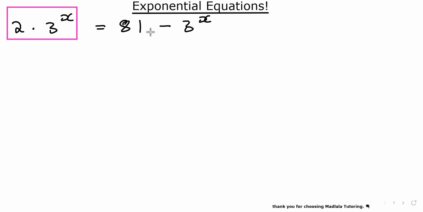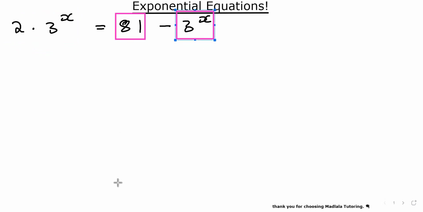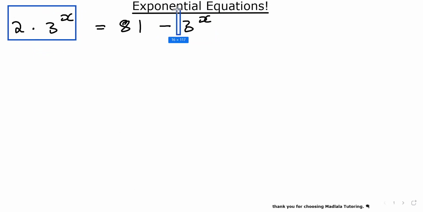But if we look at the right-hand side, we actually have two terms because we know that terms are separated by either a plus or a minus sign. But now, furthermore, we realize that 2 times 3 to the x, as well as the 3 to the x there, they're actually like terms. The coefficient of 3 to the x on the left-hand side is 2, and the coefficient of 3 to the x on the right is actually 1.